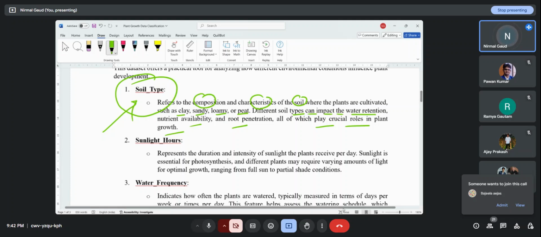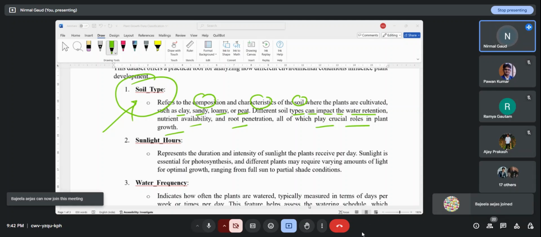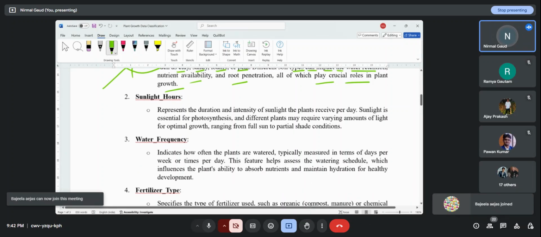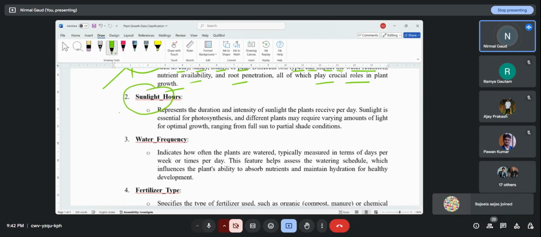Then comes how photosynthesis is performed. For that, we require sunlight because the plant has to prepare its food. So, for preparation of the food, sunlight is required. How much duration, what is the intensity of sunlight it will receive per day, that also is important for the growth of the plant. If you keep the plant in the dark, then obviously it will affect the growth.